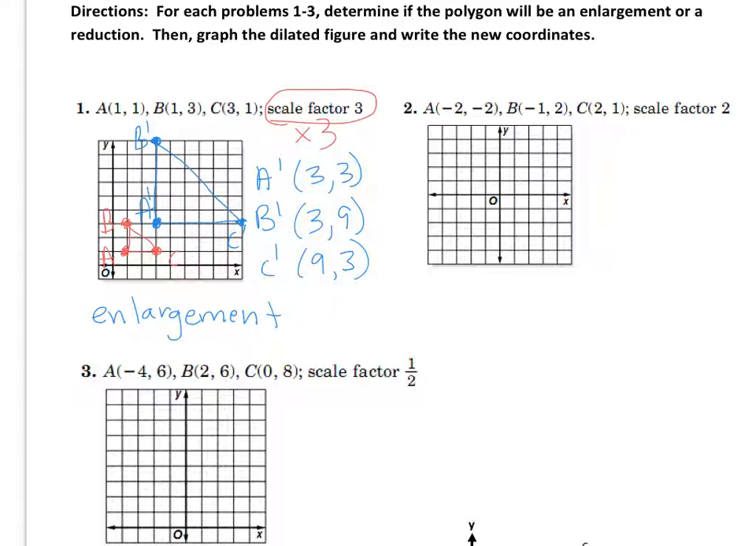For number 2, I'll go ahead and plot over -2, down -2. That's A. B is -1, 2. C is 2, 1. My scale factor is 2, so I'm multiplying every number by 2. In other words, I'm doubling the size, so this is going to be an enlargement.